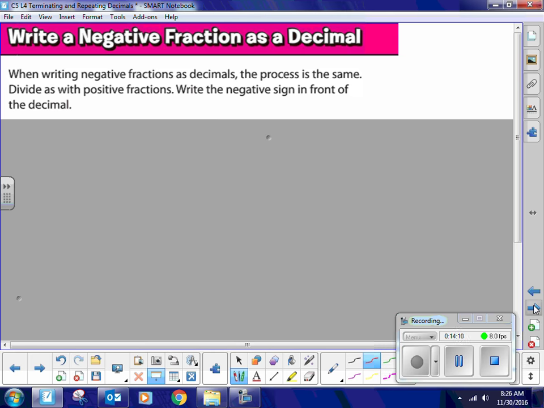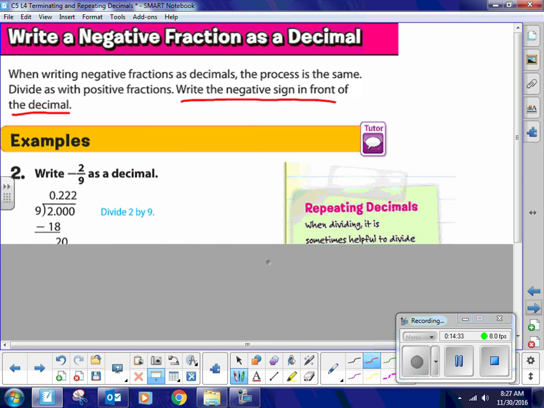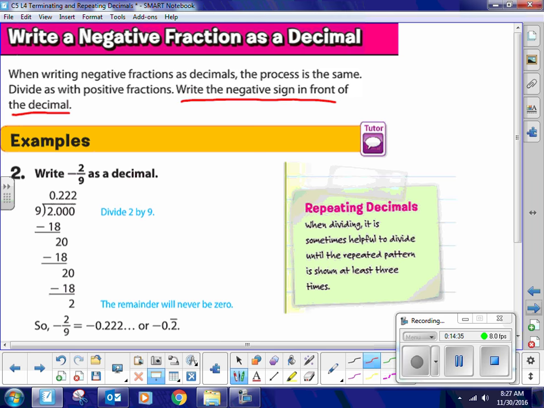Now it says write a negative fraction as a decimal. There is no difference in solving for positive or negative fractions. You just make sure you keep the negative sign if it's a negative fraction. All right? Just write the negative sign in front of the decimal. Okay? When writing negative fractions as a decimal, the process is the same. Divide as with positive fractions, write the negative sign in front of the decimal. Look, no big deal. Okay?